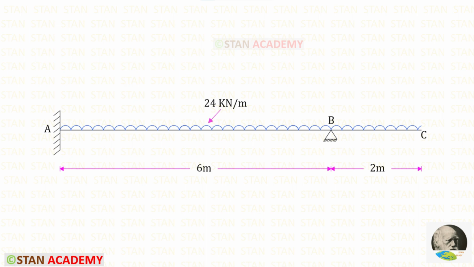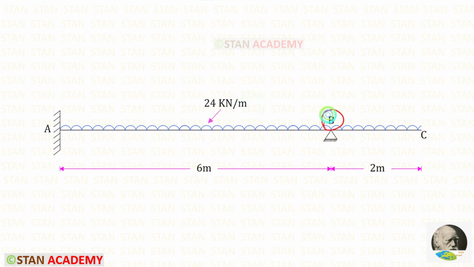Hello everyone. Today we are going to analyze this propped cantilever beam. In this beam we have the span AB which is 6 meter long, and we have the overhanging part BC which is 2 meter long. In the span AB and in the overhanging portion there is uniformly distributed load 24 kN per meter.